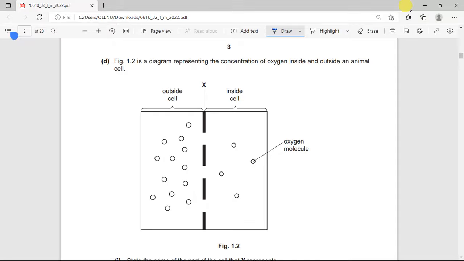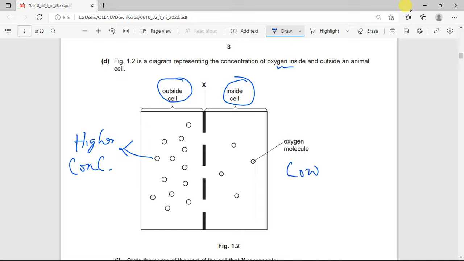Now, figure 1.2 is a diagram representing the concentration of oxygen inside an animal cell. This is outside the cell and this is inside the cell. Then we have letter X. However, you find that there are more particles outside the cell. So obviously outside the cell has a higher concentration, while inside the cell has a lower concentration of oxygen molecules. So X will act as the cell membrane.